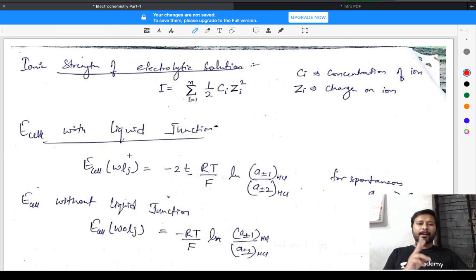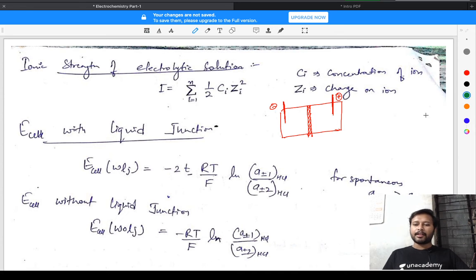Now you can have two kinds of cell. One is with liquid junction potential and the other one without liquid junction potential. See, actually what happens, let's say I have a cell and I have separated it along with a porous membrane. This is a porous membrane, and I have two electrodes, one electrode here and the other one over here. Let's say this is anode and this is cathode. So what will happen is that after some time more positive charges will be on this side, and more negative charges will be on this other side.